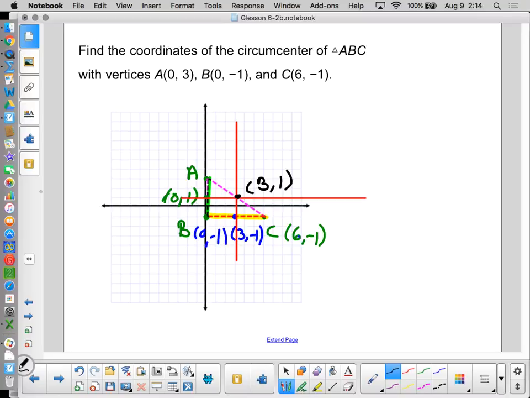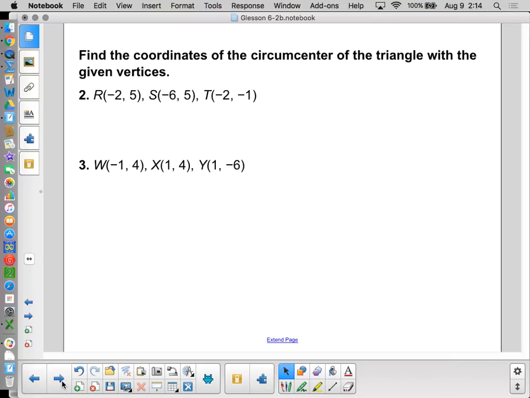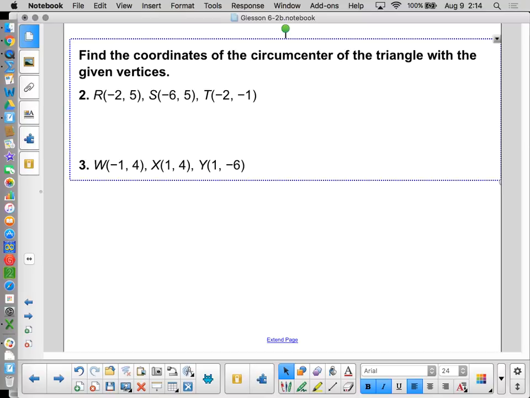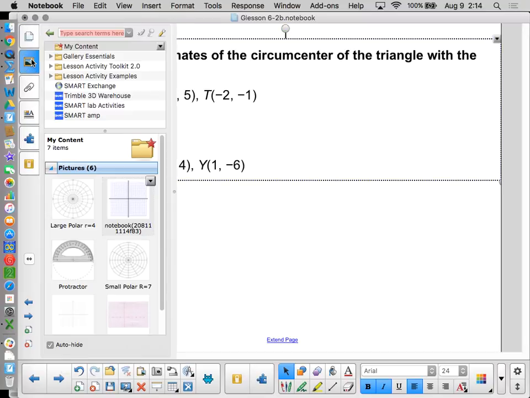I don't need to write equations of lines here. I just need to find perpendicular bisectors and graph them because it was easy. Because we had the horizontal and vertical lines. That made my life a lot easier. Let's take another one. Find the circumcenter of the triangle with the given vertices. Let's just do the first one right now.